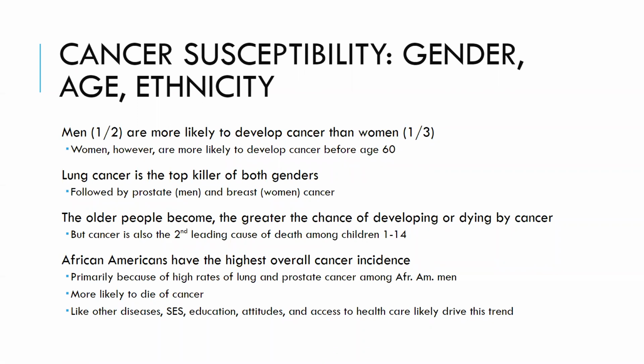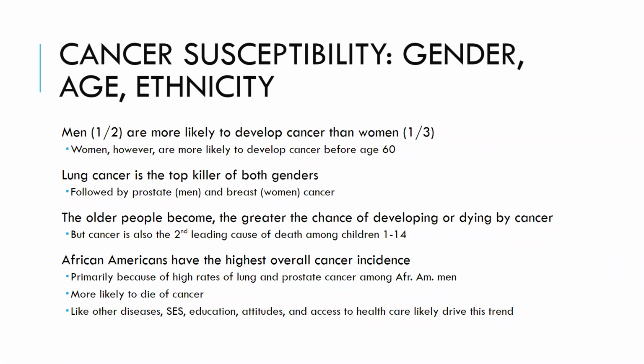In terms of who demographically is more susceptible to cancer, men are more likely to develop cancer than women. About half of men over the course of their life develop cancer compared to about a third of women. Women, however, are more likely to develop cancer before the age of 60. A lot of this has to do with the fact that as men get older, their likelihood of being diagnosed with prostate cancer goes up dramatically.